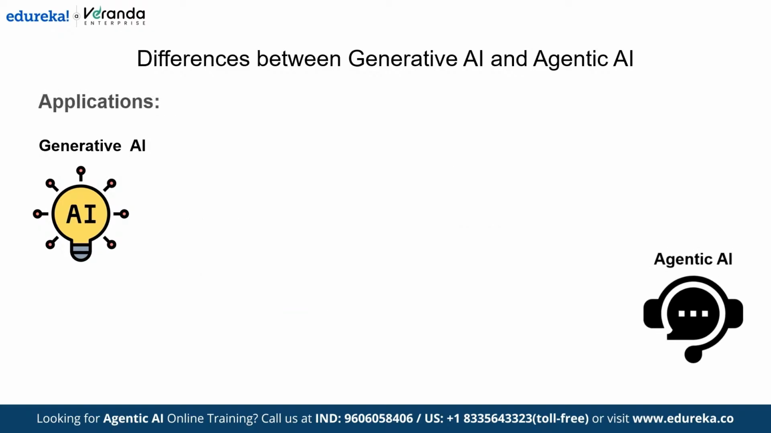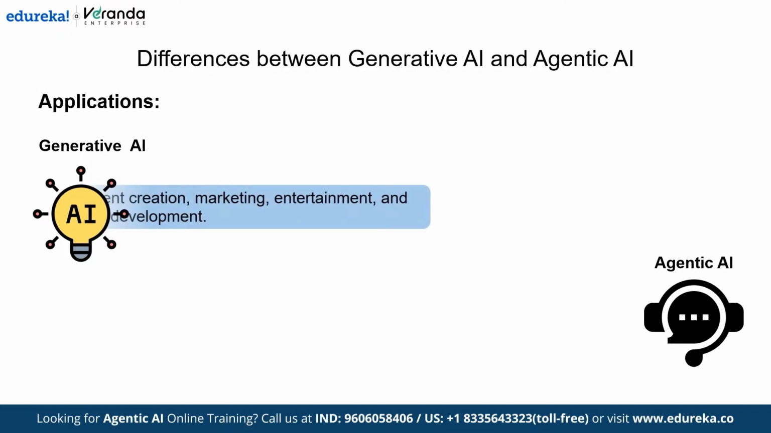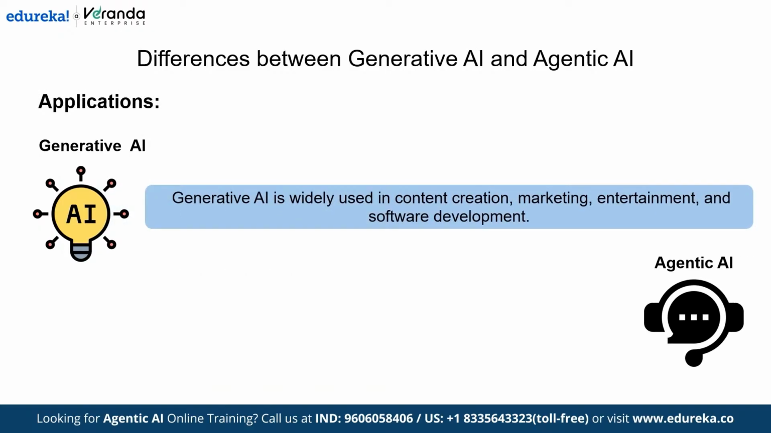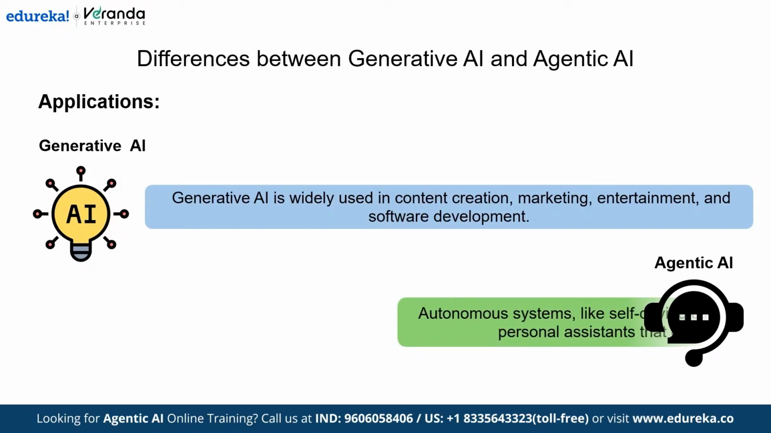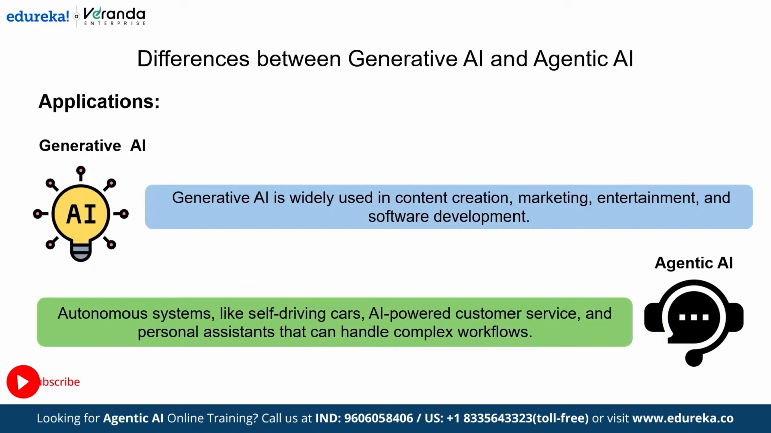It can initiate actions independently, setting reminders, optimizing schedules, or even solving problems without human intervention. The applications of these AI types also differ. Generative AI is widely used in content creation, marketing, entertainment, and software development. And agentic AI powers autonomous systems like self-driving cars, AI-powered customer service, and personal assistants that can handle complex workflows.